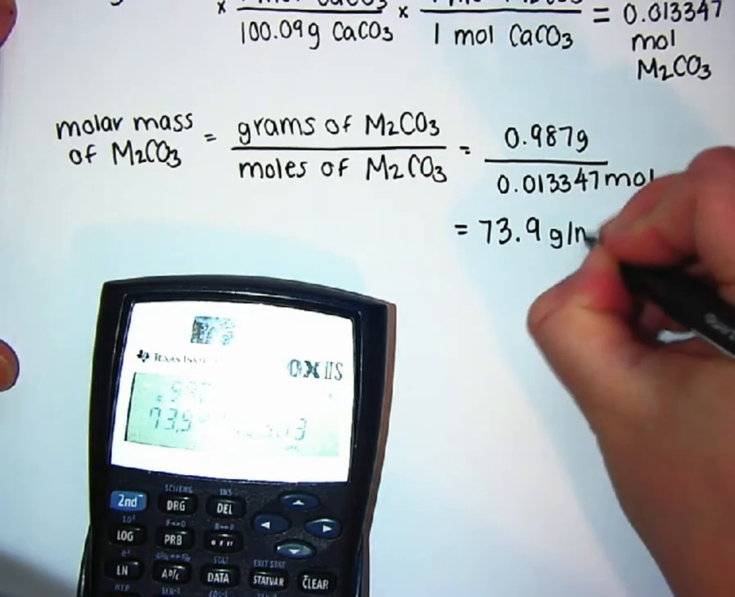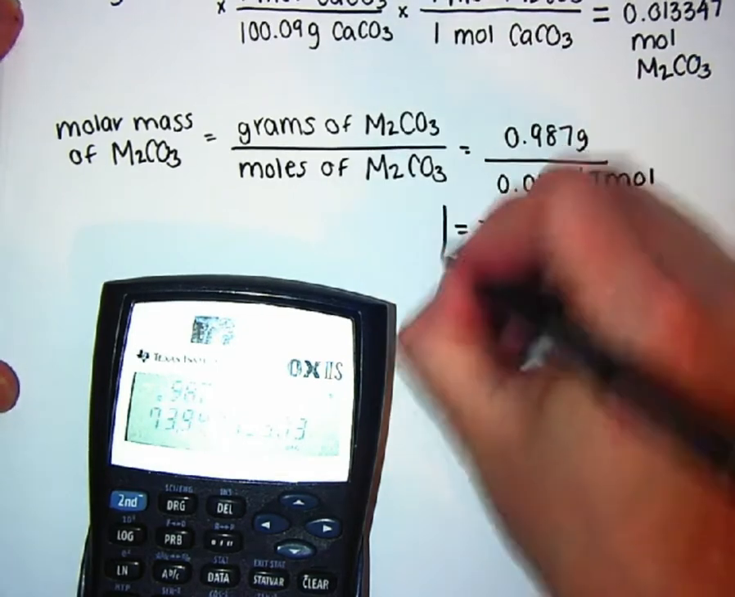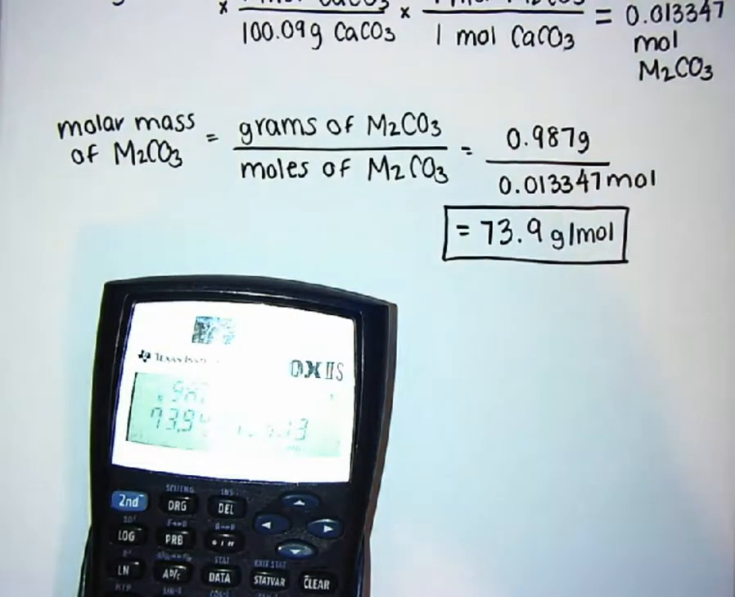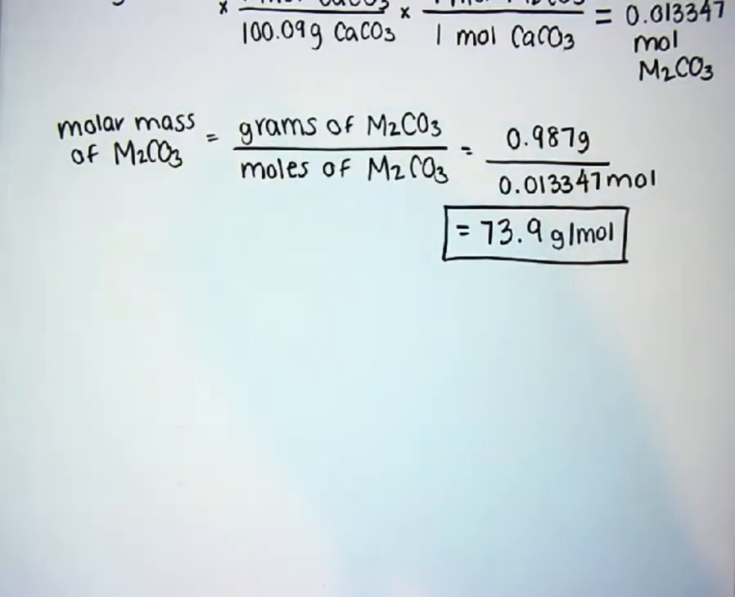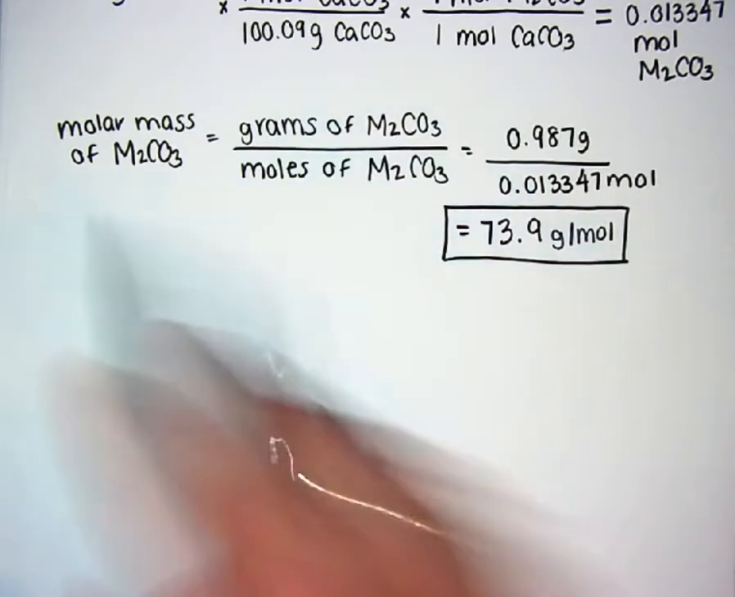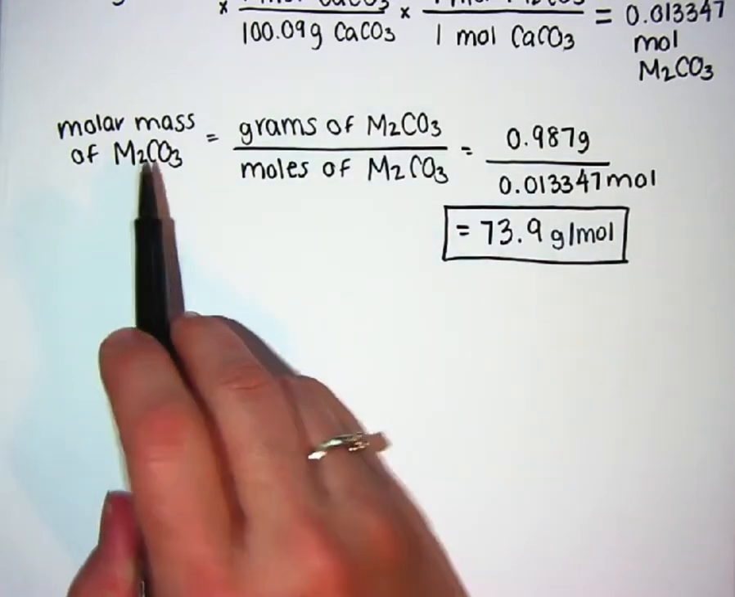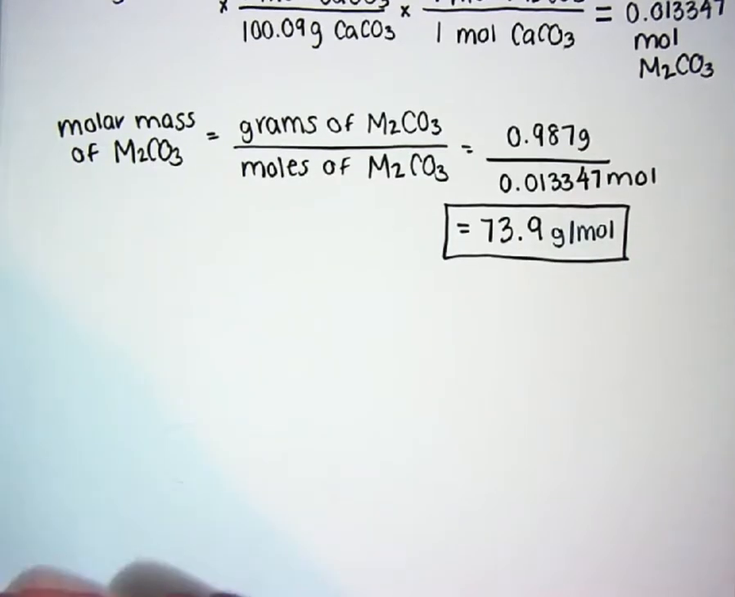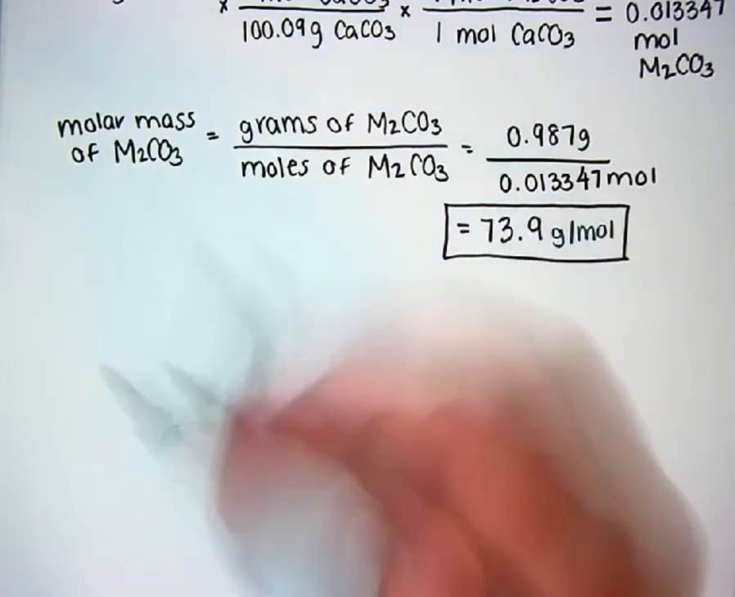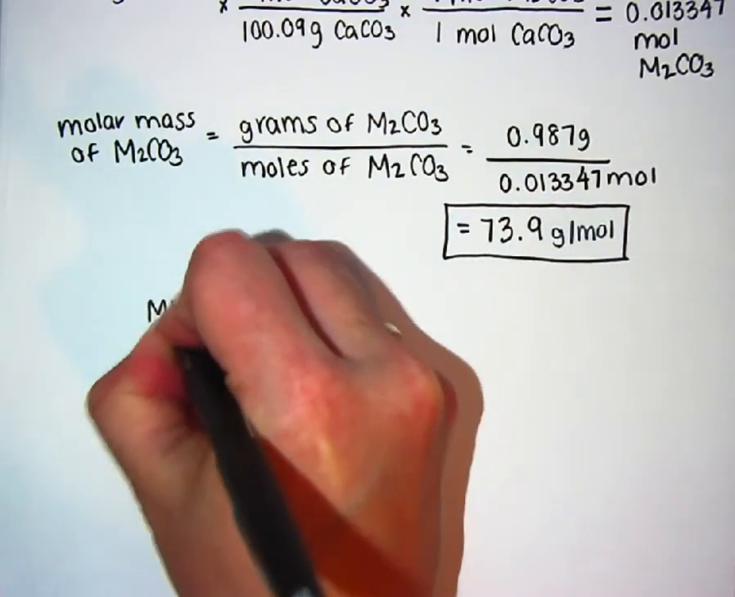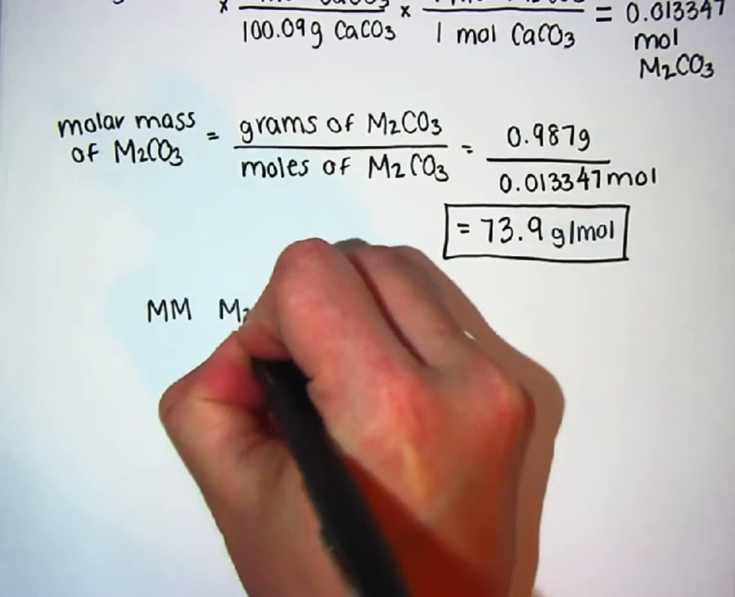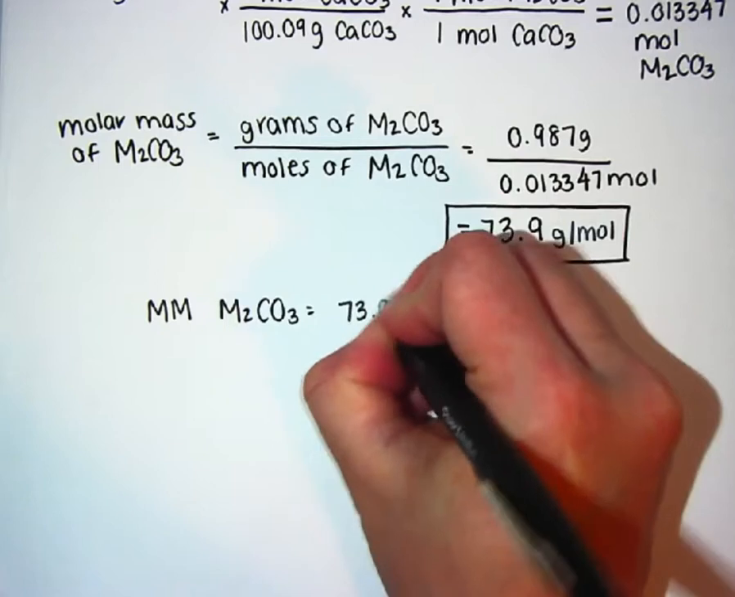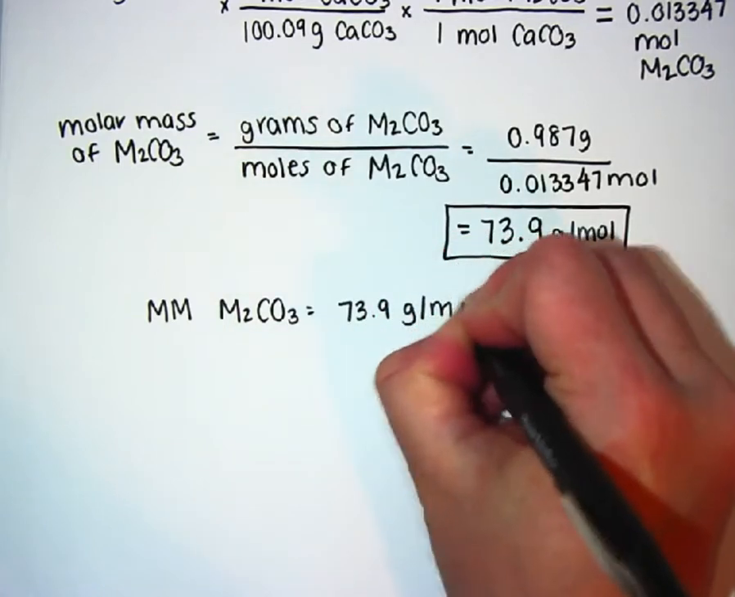grams per mole. We could also take this one step further. Let's say we wanted to figure out the identity of M. Probably the easiest way to do it for a problem like this is we know that the molar mass of M2CO3 is 73.9 grams per mole.